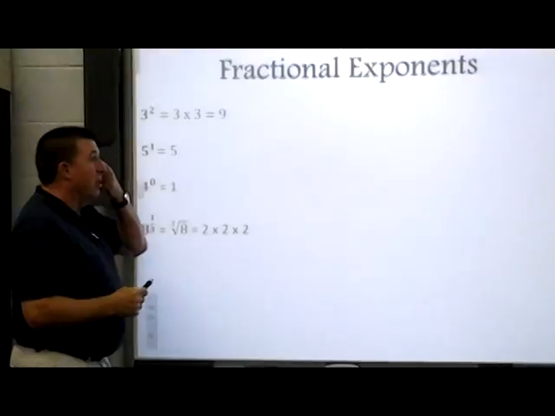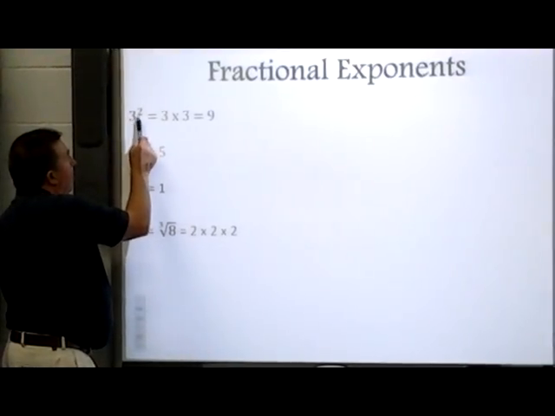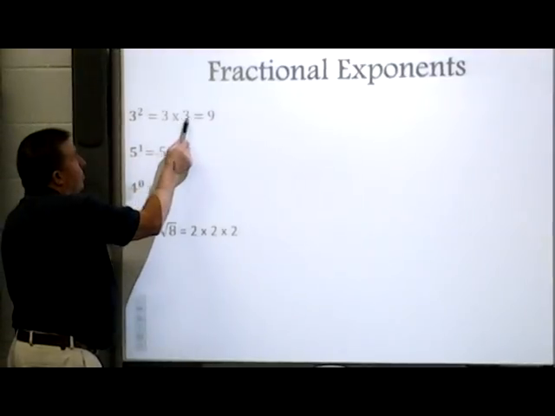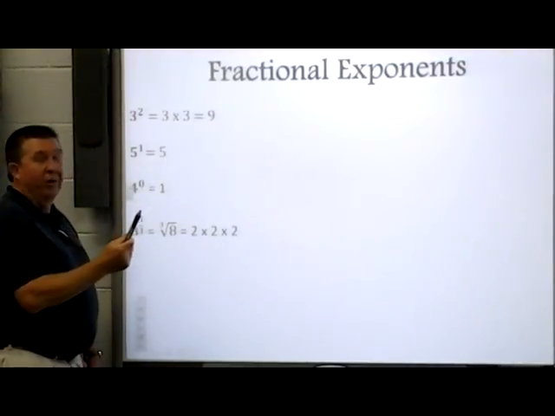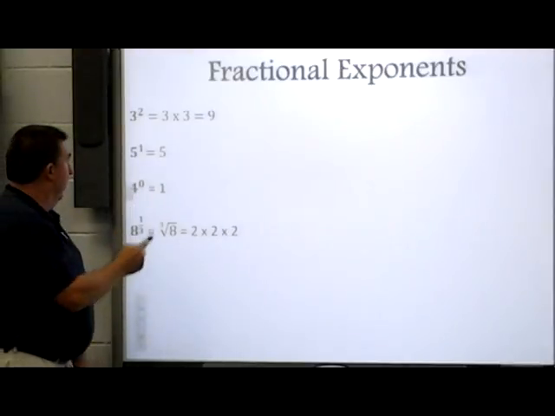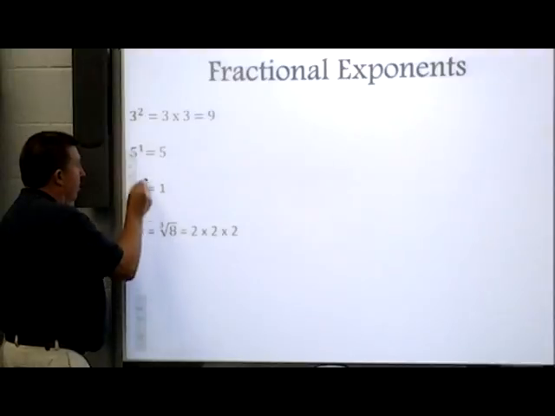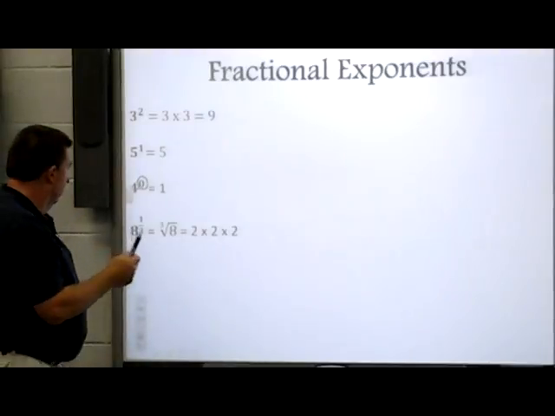So some fractional exponents. 3 squared, it means you take the 3 and use it 2 times. 3 times 3 is 9. 5 to the first power means you only use the 5 one time. 4 to the 0 power means you don't use the 4 at all. Anything to the 0 power except 0 is always 1.